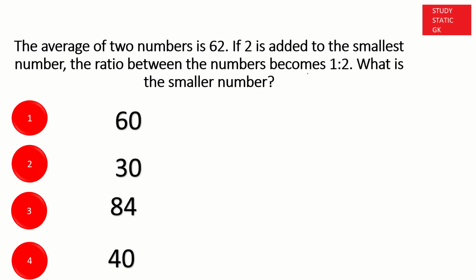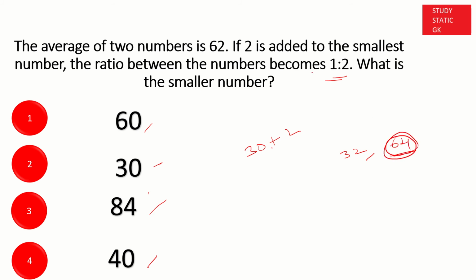If the ratio between the numbers becomes 1:2 when 2 is added, you can go from the answers also for this question. Because if we take 30, if we add 2, that will become 32. So 32, and if it is in a 1:2 ratio, then this will be 64.